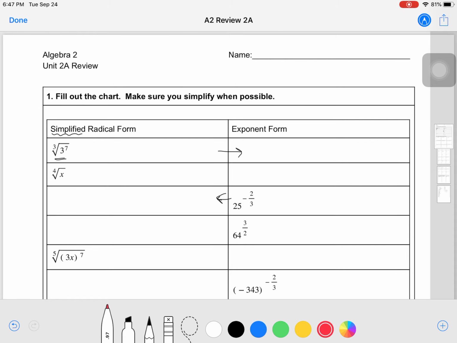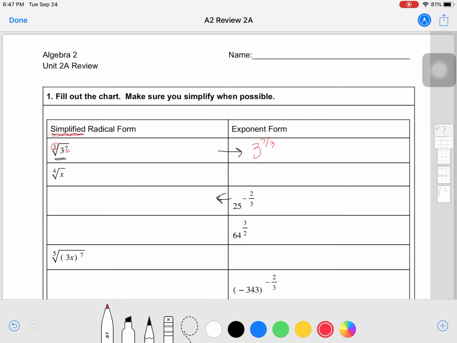For this first one, to rewrite it in exponential form, first off, remember that your index, this 3 out here, becomes the denominator in your exponent, and the actual exponent that was there stays. So this is going to be 3 to the 7 over 3, and that's all I want to see if you write it in exponent form. With this one, we can simplify the problem, so I am going to do that as well.